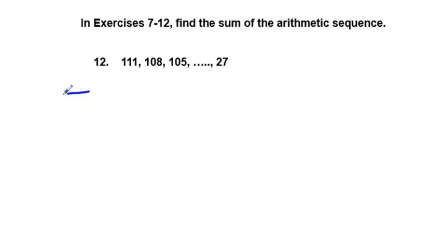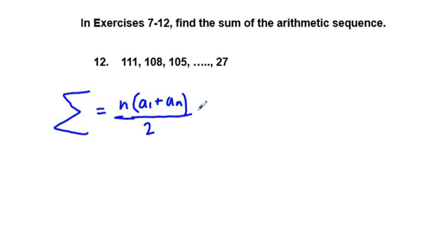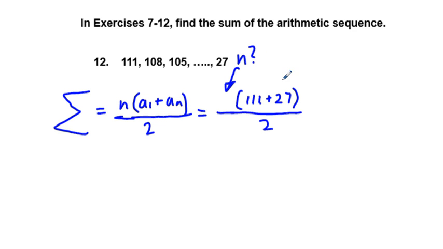Again, we have sigma is equal to our number of terms times the average of our first term and our last term, a sub 1 plus a sub n over 2. In this case, our first term is 111, our final term is 27, and we divide that by 2 to get the average. And n, what is our n? We don't know yet. Whenever we find it, we're going to put it right here.